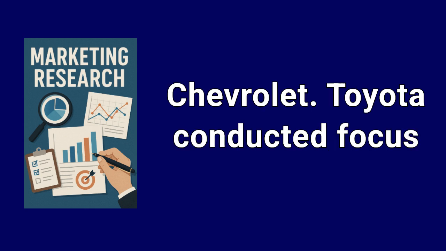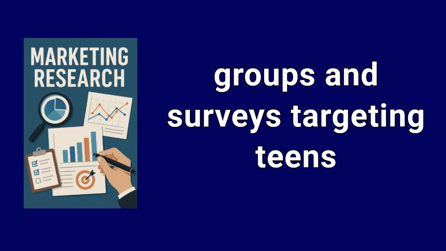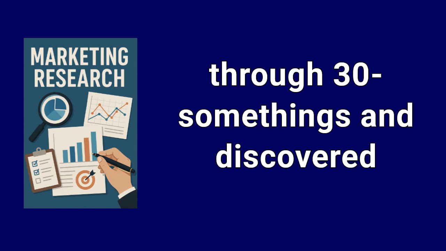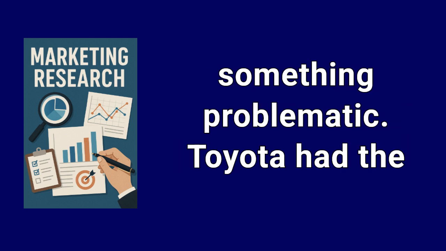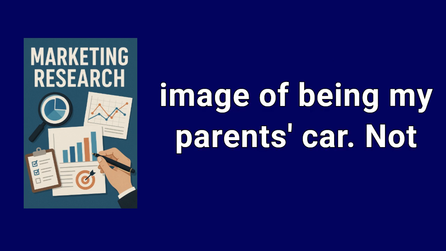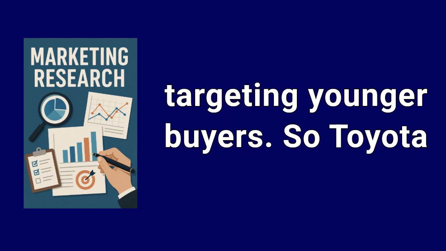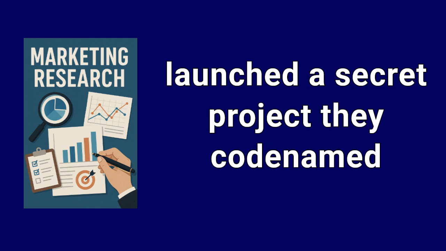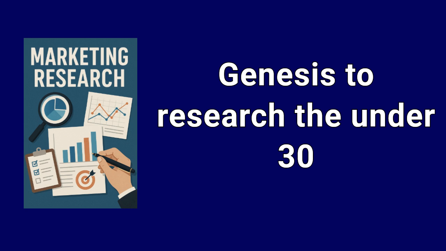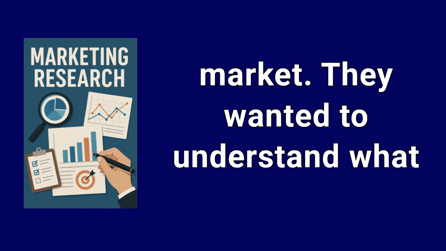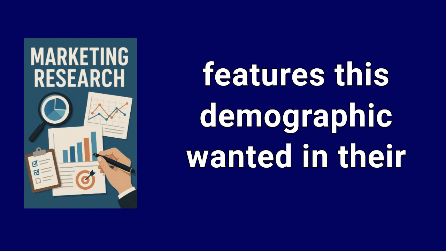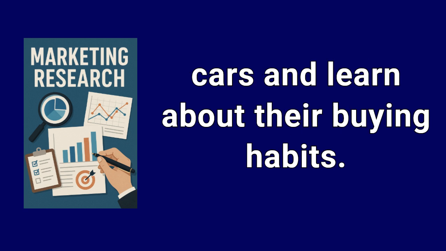Toyota conducted focus groups and surveys targeting teens through 30-somethings and discovered something problematic. Toyota had the image of being my parents' car. Not exactly what you want to hear when targeting younger buyers. So Toyota launched a secret project they codenamed Genesis to research the under-30 market. They wanted to understand what features this demographic wanted in their cars and learn about their buying habits.